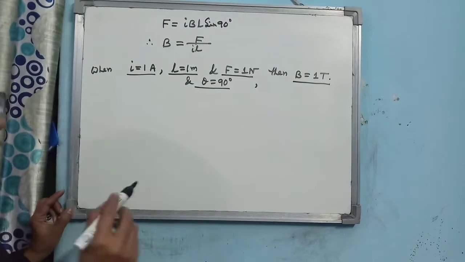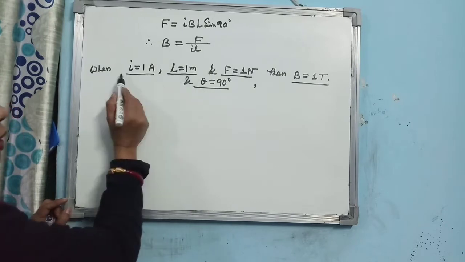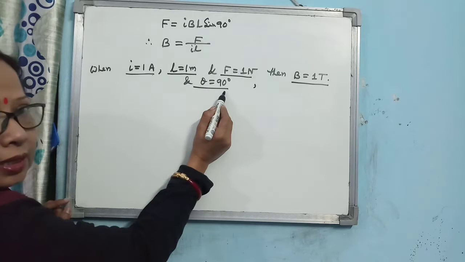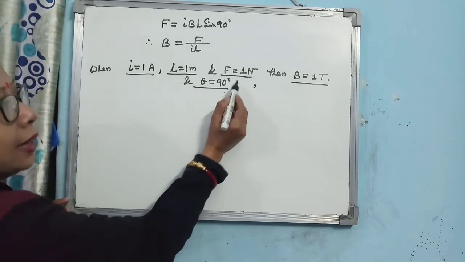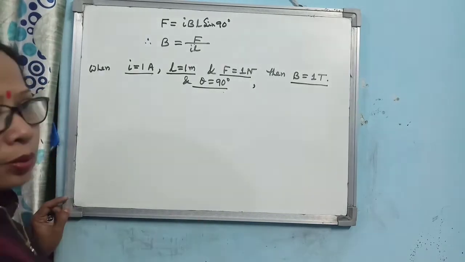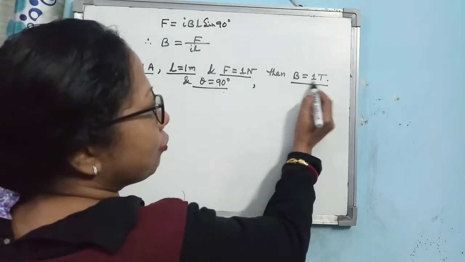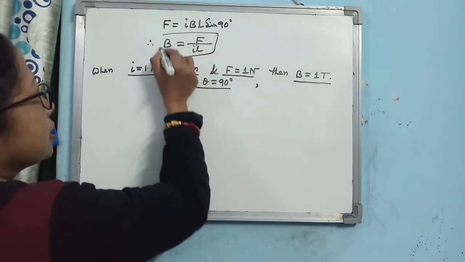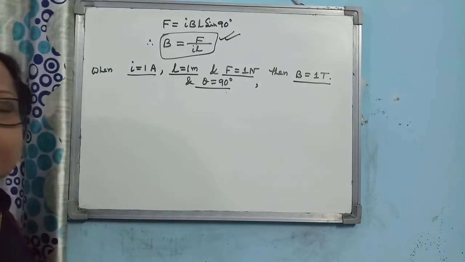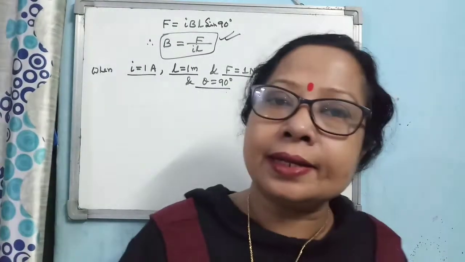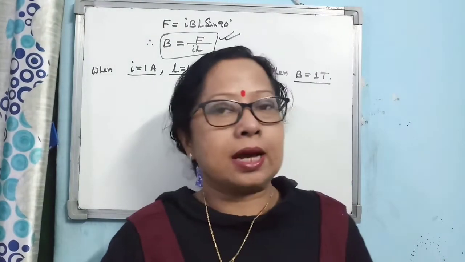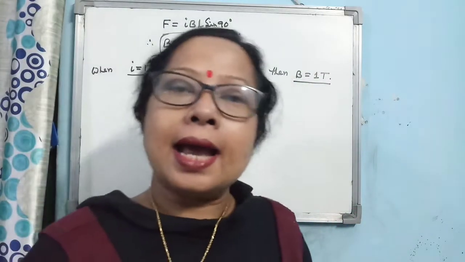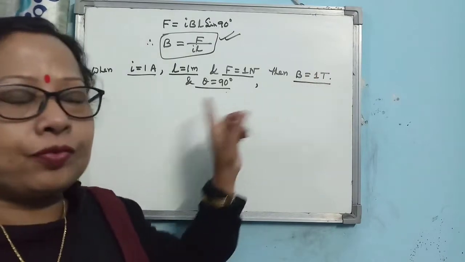I repeat, if a conductor of length 1 meter carrying a current of 1 amp is placed perpendicularly in a magnetic field and experiences a force of 1 Newton, then the magnetic field strength is 1 Tesla. Why is this relation important? Because from this relation you can define Tesla, and it comes in the board exam. So please learn the definition of 1 Tesla.